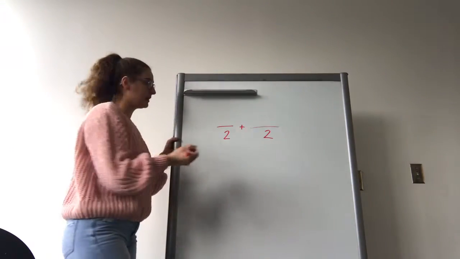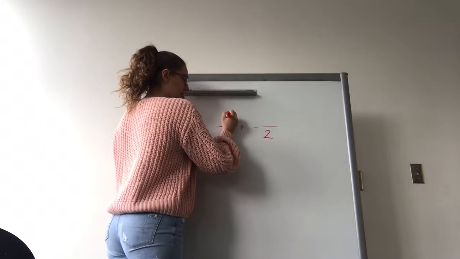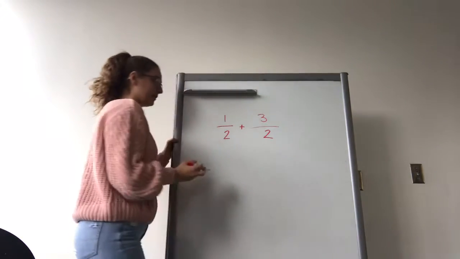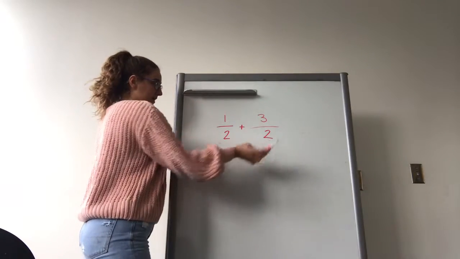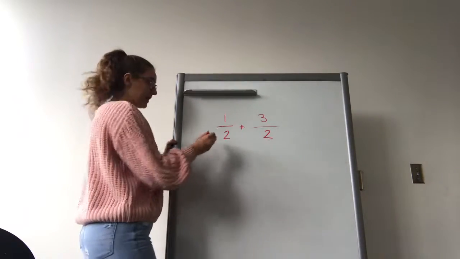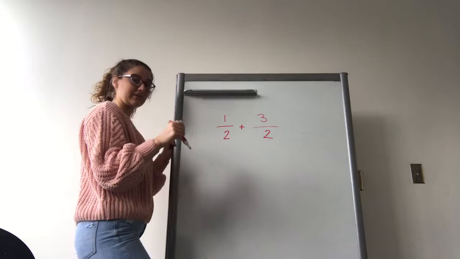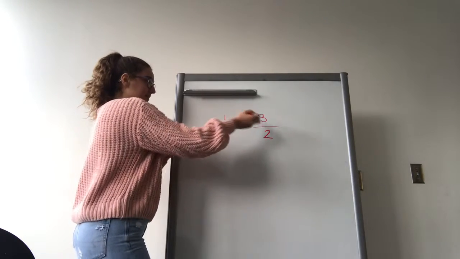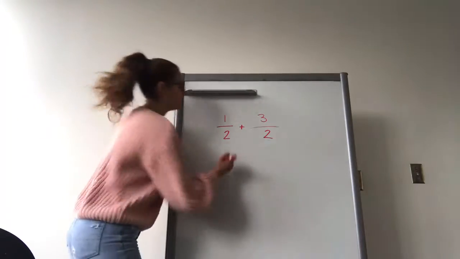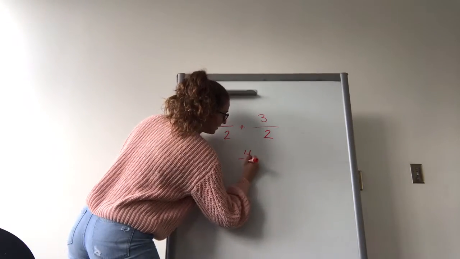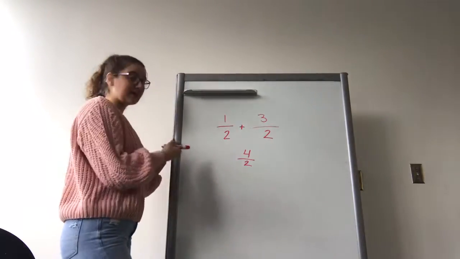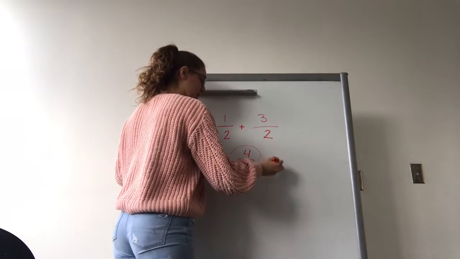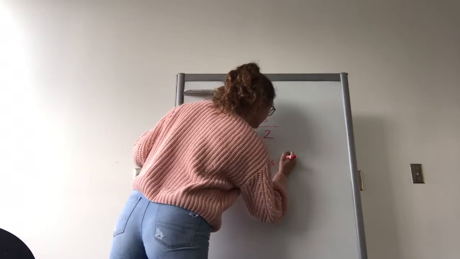So this is addition. We can start with 1/2 and 3/2. So if you have a common denominator, you're all set to go. But you want to make sure that when you're adding, the denominator remains constant. So you're going to add just the top numbers. So 1 plus 3 is 4 over 2. This can be simplified. This is a perfectly fine answer, but it can also be simplified to 2.